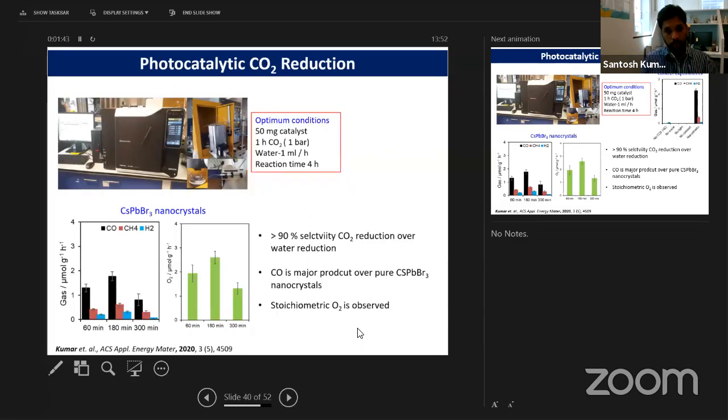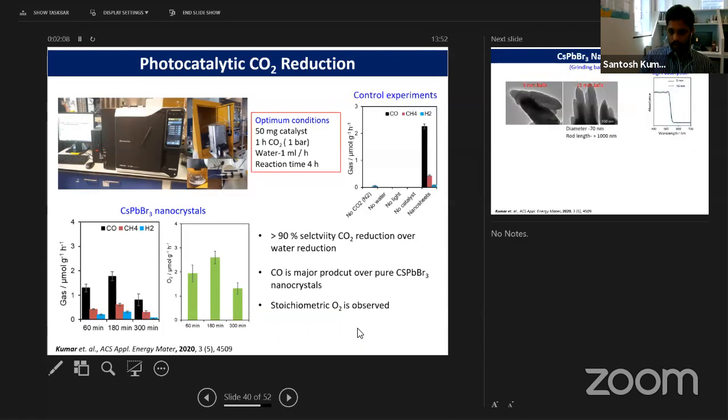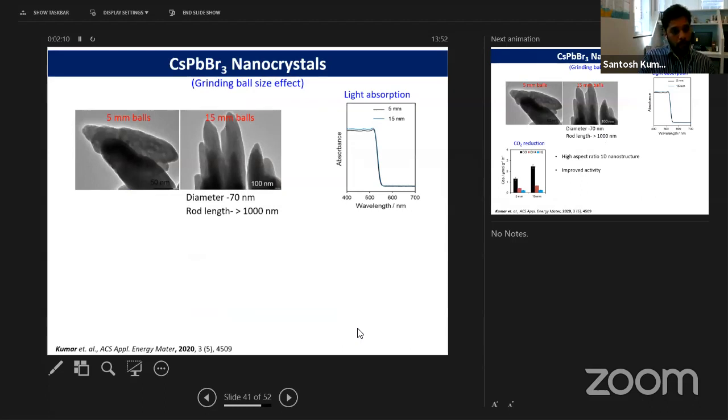And then we test them, particularly focusing on CO2 reduction. As I see, they are active, producing some carbon monoxide and methane as products without using any kind of sacrificial agent, but the activity is very, very low. How we can improve the activity, I will go through in a later slide.